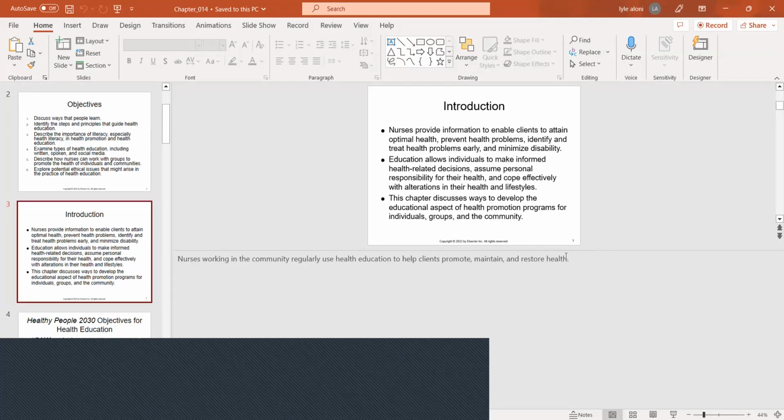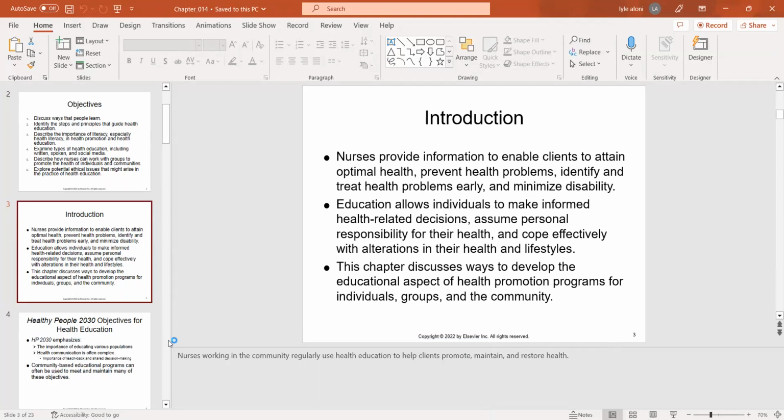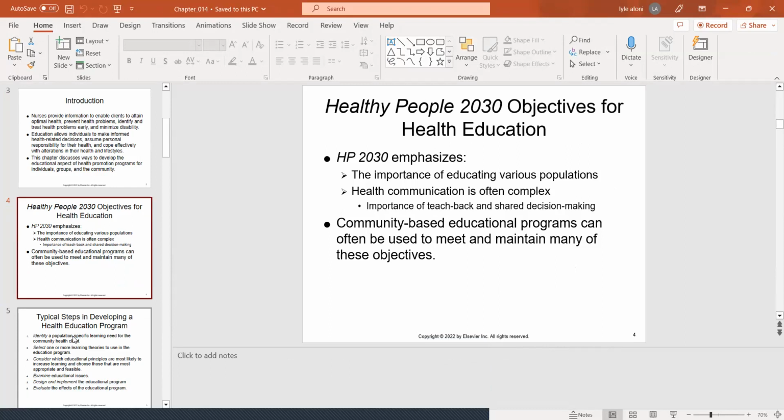So we know that nurses working in education are going to provide information to enable clients to attain health and prevent health problems. Education is going to allow our individuals to make informed health-related decisions, and we're going to look at ways that we develop education. Our Healthy People 2030 objectives emphasize the importance of educating different populations. Community-based educational programs can often meet and maintain many of these objectives.